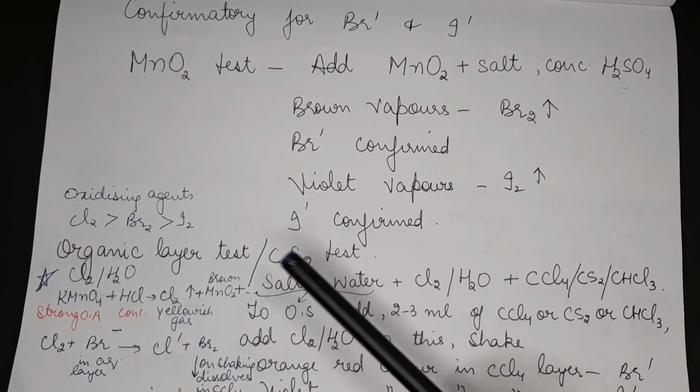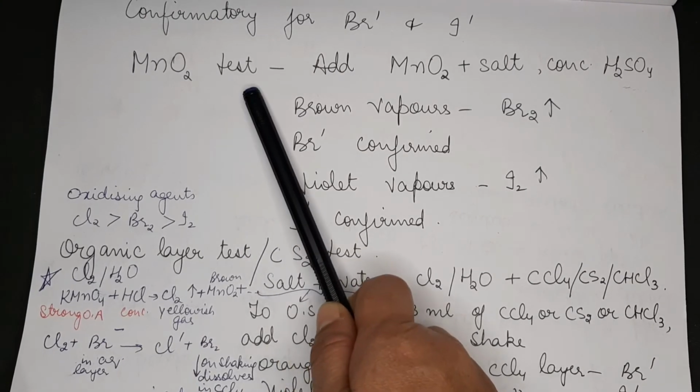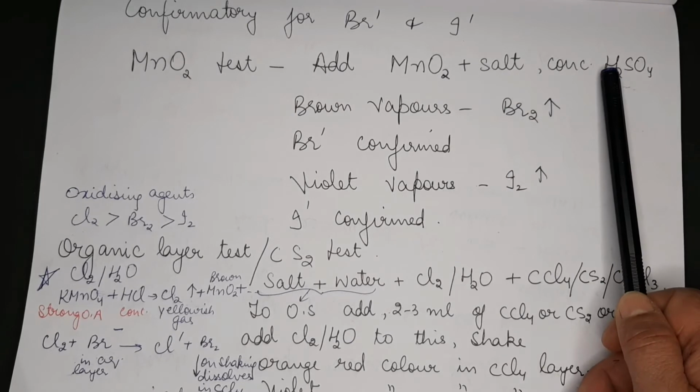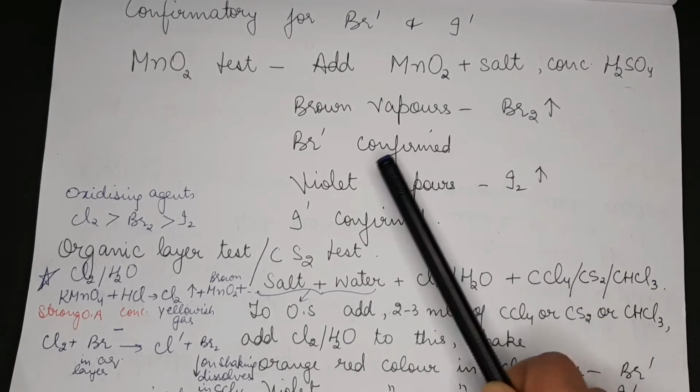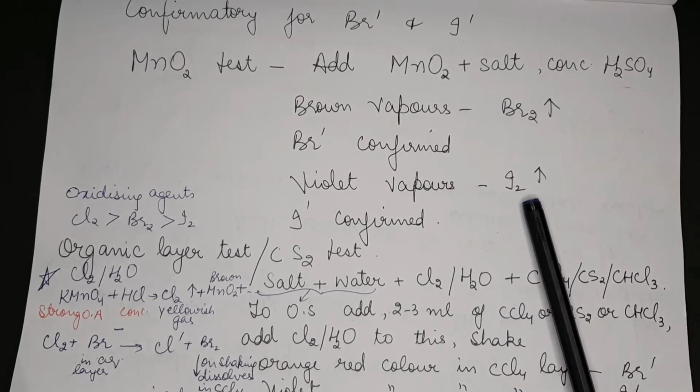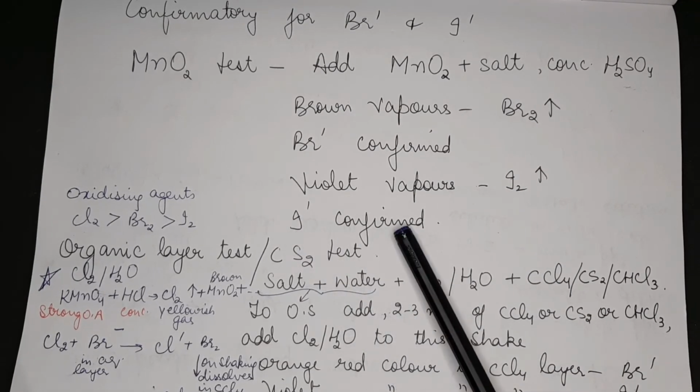Another confirmatory test for bromide and iodide is the MnO2 test. Add manganese dioxide to the salt and concentrated sulfuric acid. Brown vapors indicate bromine, so bromide is confirmed, and violet vapors indicate liberation of iodine, which confirms iodide.